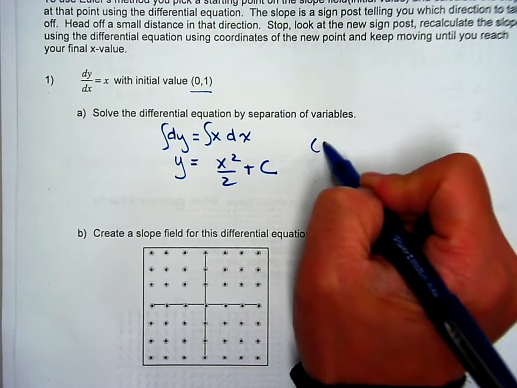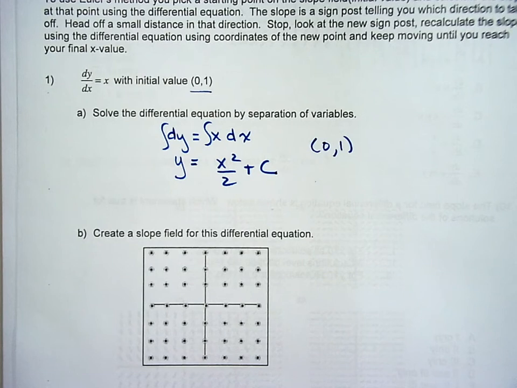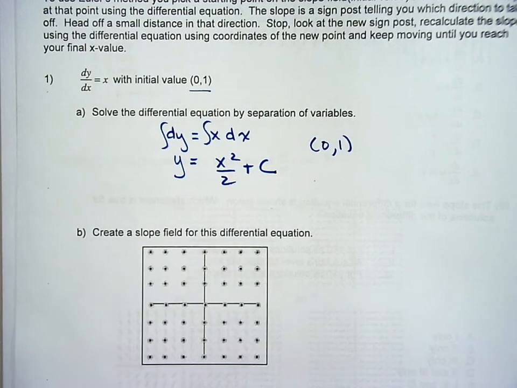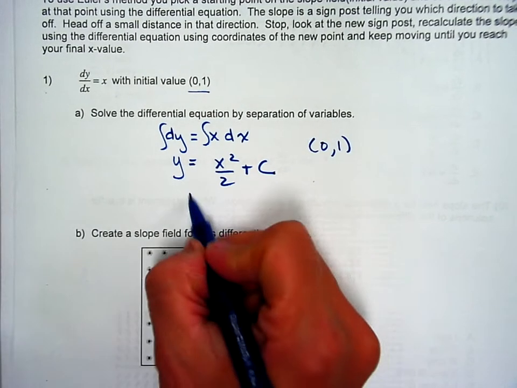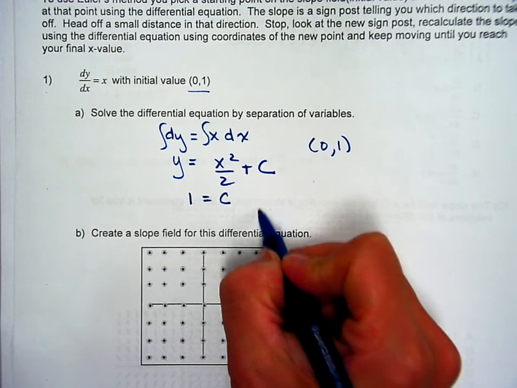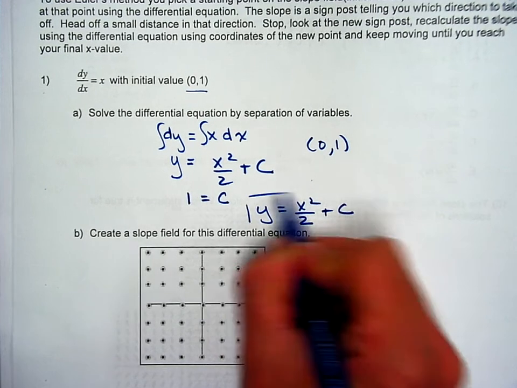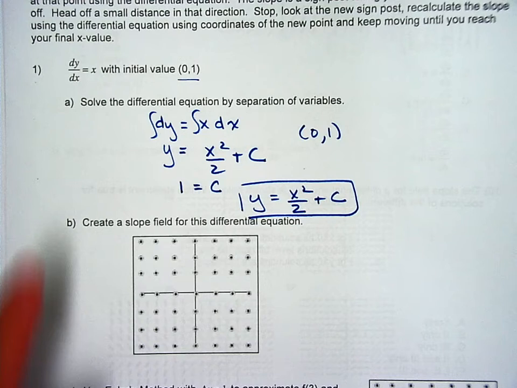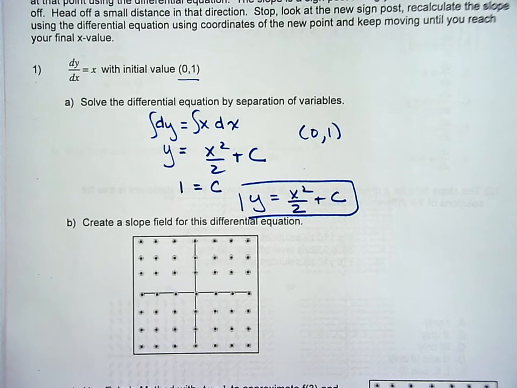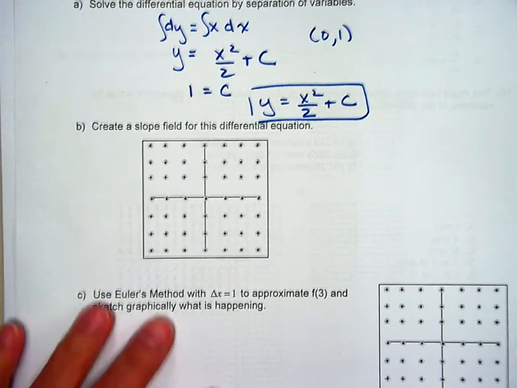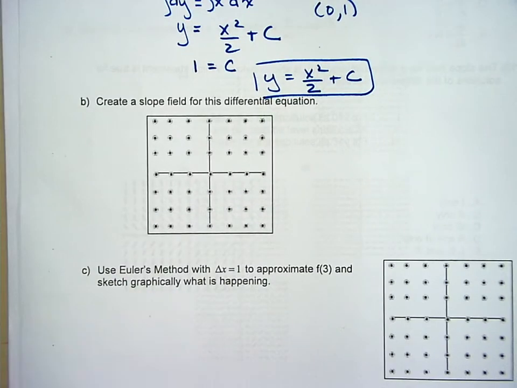I do give you an initial value, which is a particular point on the graph. And if you plug that in, you're going to get that c is equal to 1. So my particular solution to this differential equation is this. So this is your analytical method, your algebraic. Okay? And then the other day we also did it graphically, which is creating a slope field.